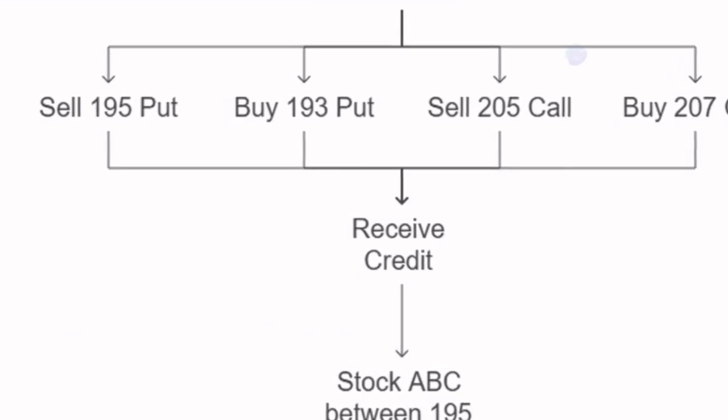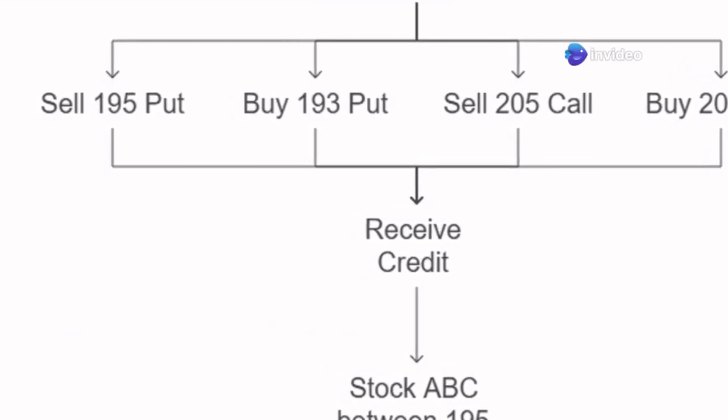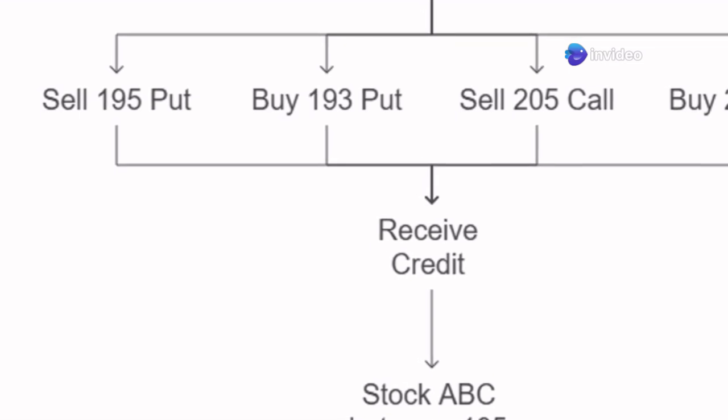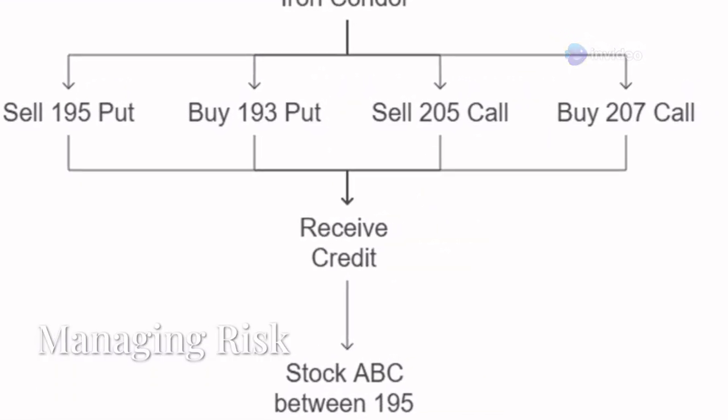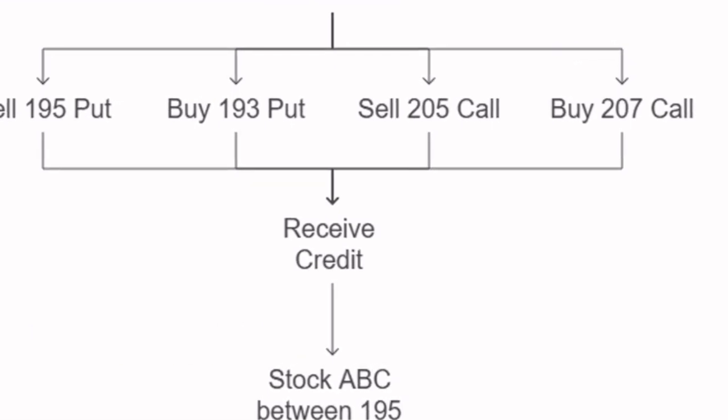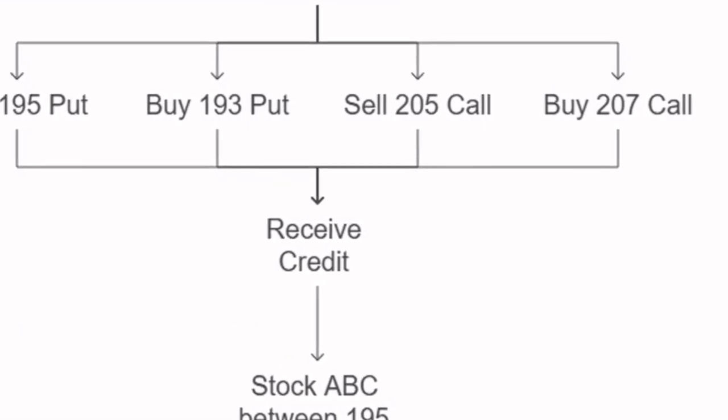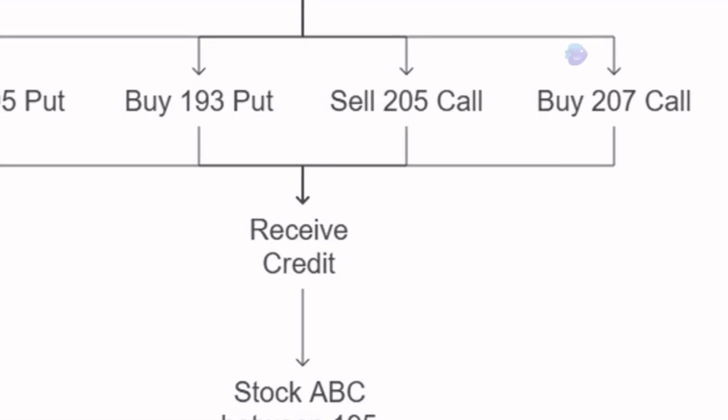If ABC remains between 195 and 205 at expiration, the trader keeps the full $1 profit per contract. If ABC moves beyond the short strikes, adjustments or early exits may be necessary to manage risk.